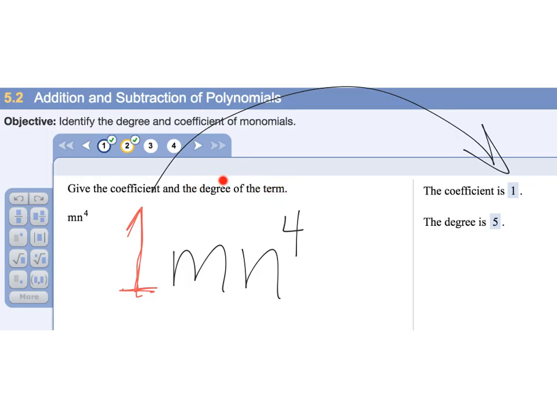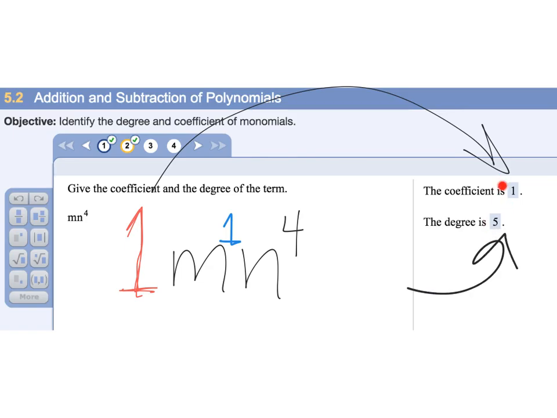Well, the degree is when you take this exponent, which happens to be a 4. Now this variable doesn't have an exponent, so it's a 1. And so for the degree you add 1 plus 4 and you get 5. So the degree is 5.